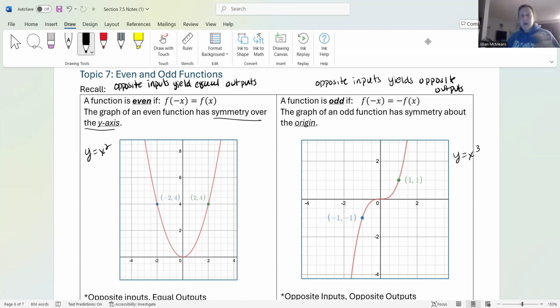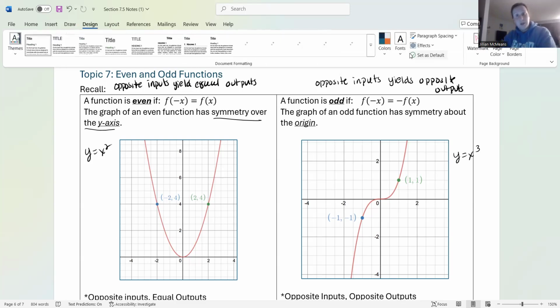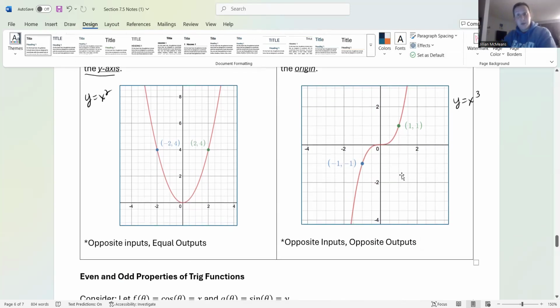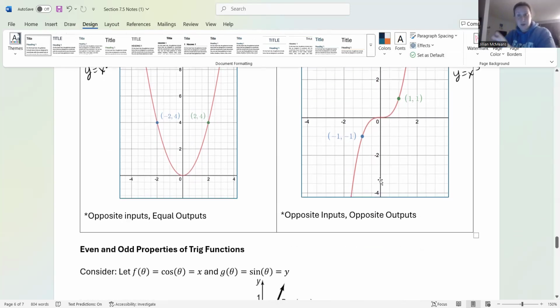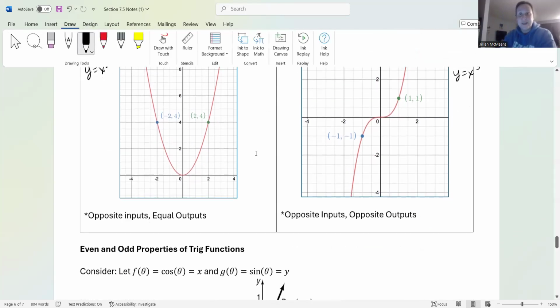So you have graphs here that show you a classic example of an even function and a classic example of an odd function. We have the idea that for even functions, equal or opposite inputs yield equal outputs. For odd functions, opposite inputs yield opposite outputs. And I have that typed and written, so hopefully you didn't miss that part.